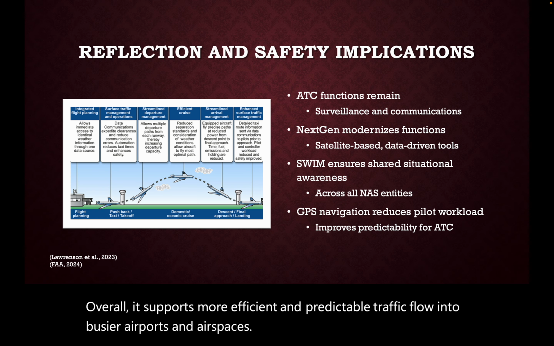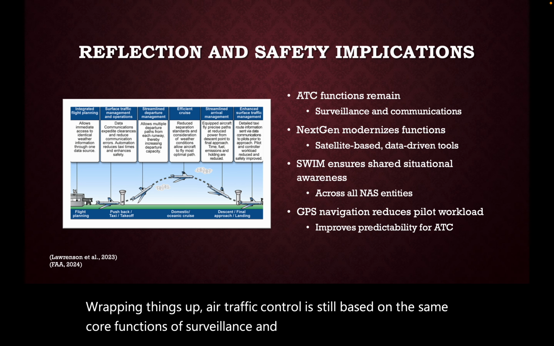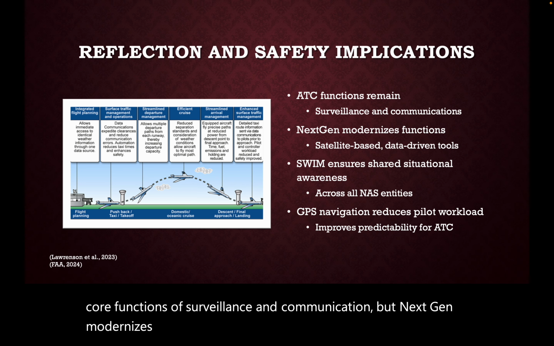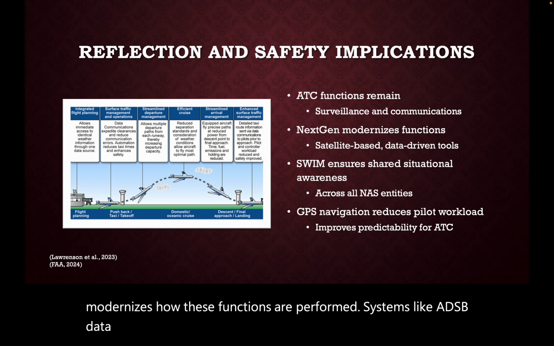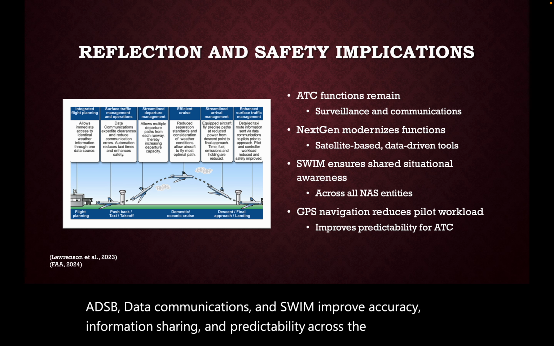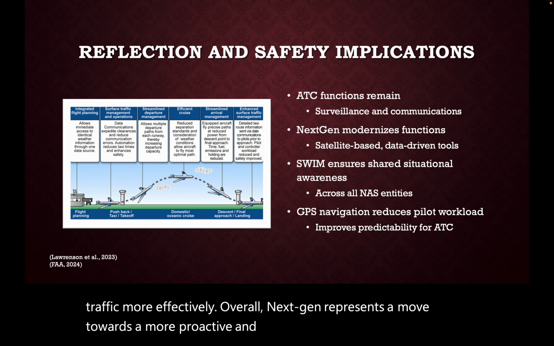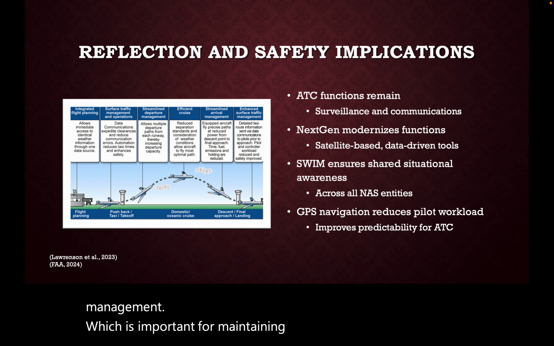Wrapping things up, air traffic control is still based on the same core functions of surveillance and communication, but NextGen modernizes how these functions are performed. Systems like ADS-B, data communications, and SWIM improve accuracy, information sharing, and predictability across the airspace. GPS navigation also reduces pilot workload while helping ATC plan traffic more effectively. Overall, NextGen represents a move towards a more proactive and data-driven approach to air traffic management, which is important for maintaining safety as air traffic continues to grow.